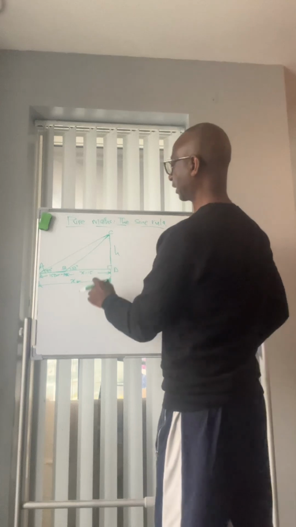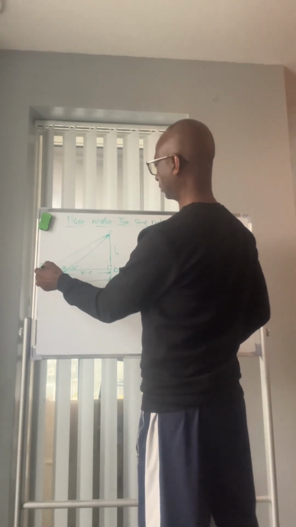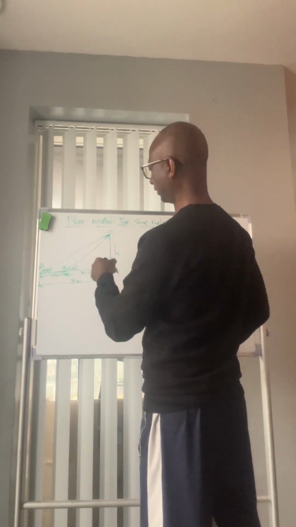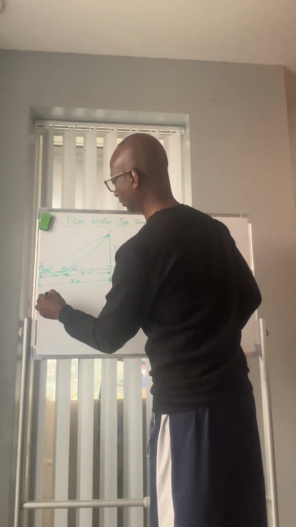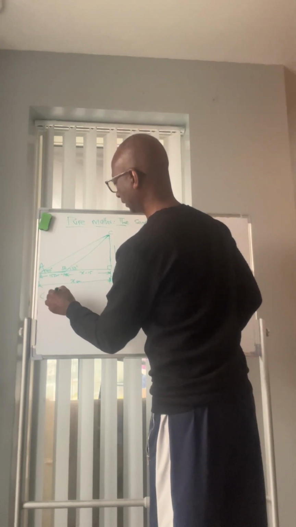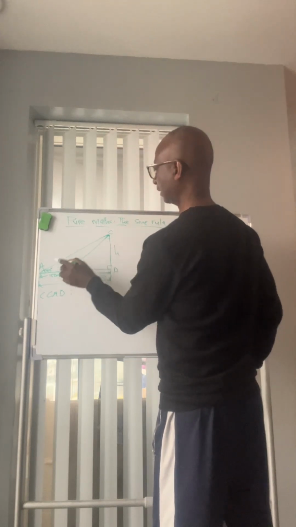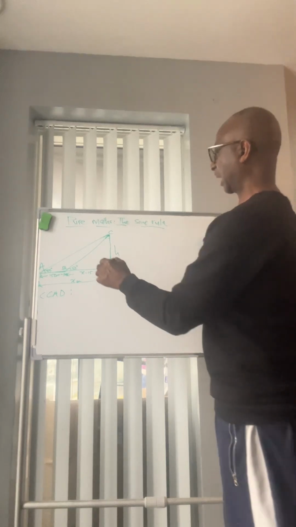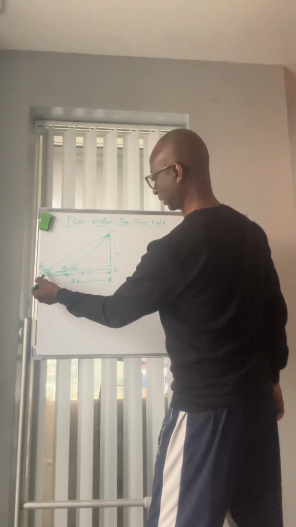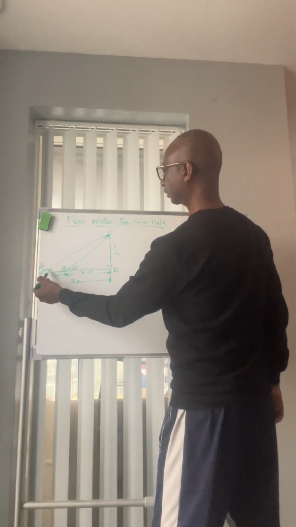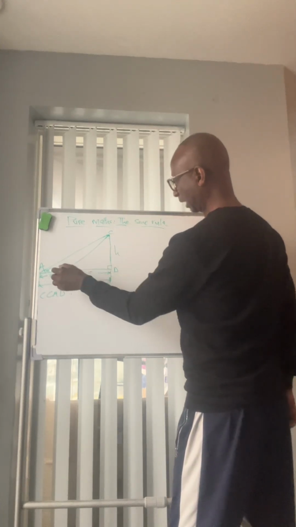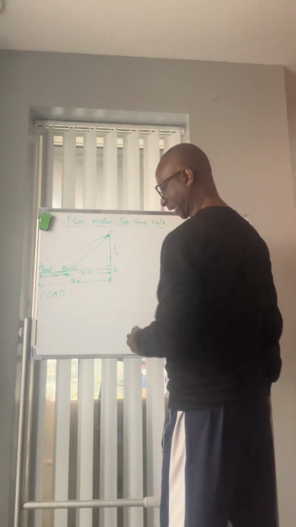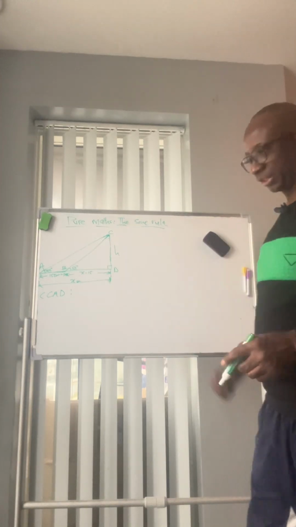We are now looking at the bigger triangle, which is triangle CAD. In triangle CAD, we are looking at this angle here, 40 degrees. This height is opposite the angle, and we have the adjacent as x. So we are looking at opposite and adjacent.